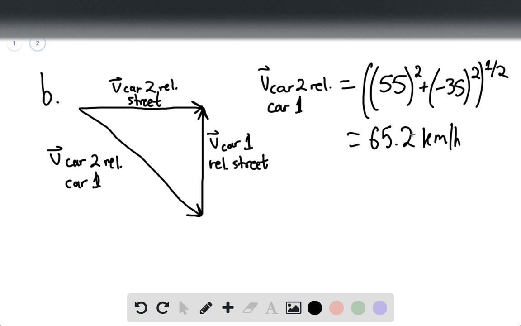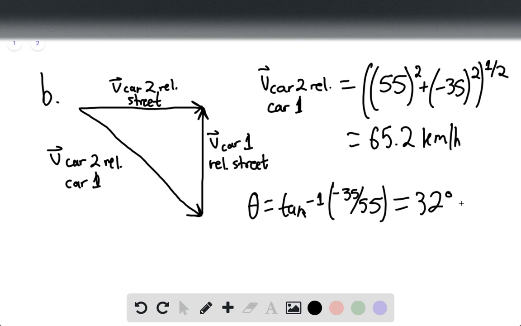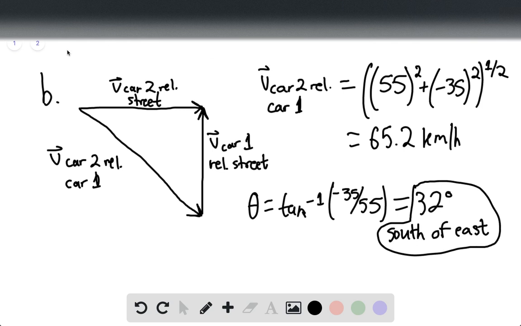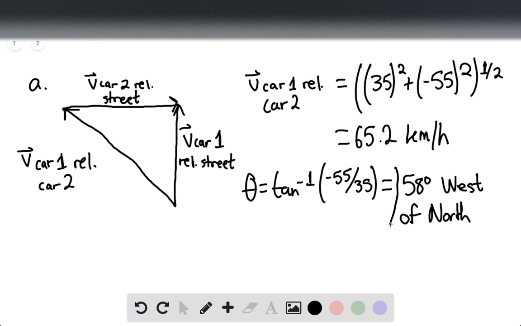And so we can say that theta, our angle measure, is going to be arctan of y over x. In this case, it'll be negative 35 divided by 55. And this is going to equal 32 degrees. And then this would be south of east. So this would be our answer for part B, and this will be your answer for part A.